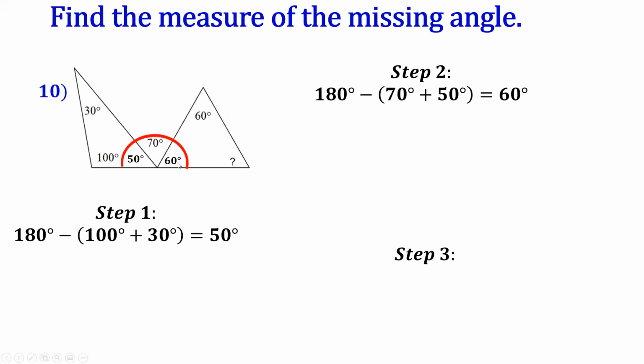And then hopefully you all see what we should do last now. We have a triangle on the right. We know two of its angles. I can easily find the third piece. I'm going to take 180 and subtract what we know. 60 plus 60 gives me 120. And 180 take away 120 gives me the final piece of 60 degrees. So our final answer, the question mark, was 60 degrees.